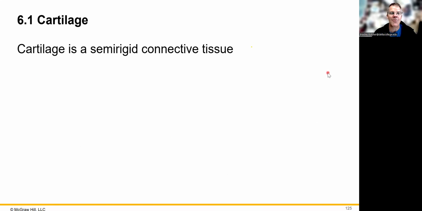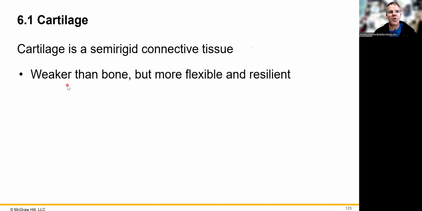Cartilage is a semi-rigid connective tissue. Think of the flexibility of your ears, the tip of your nose, in between your bones. If you eat meat, like chicken, and you get to the end of the bone, that rubbery area at the ends of the bones, those are all cartilage. It's weaker than bone, but it's also more flexible and resilient. Mature cartilage is avascular. Remember, A means without, so that is without blood flow.